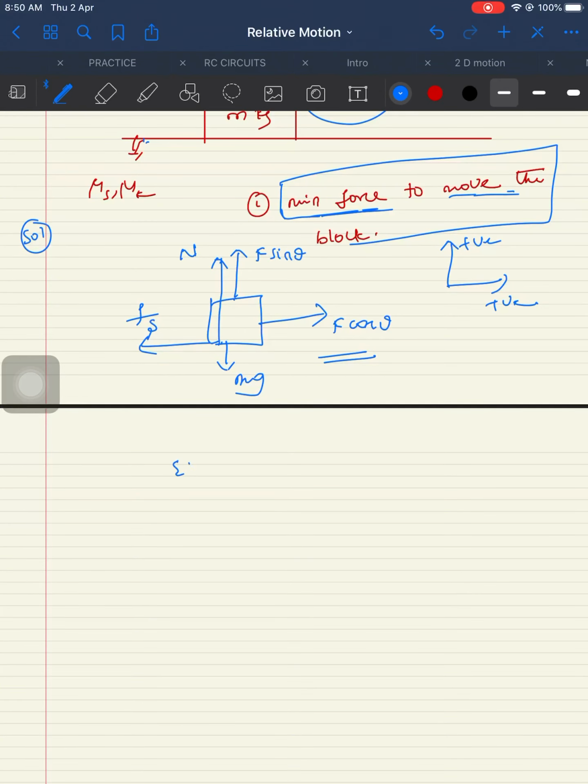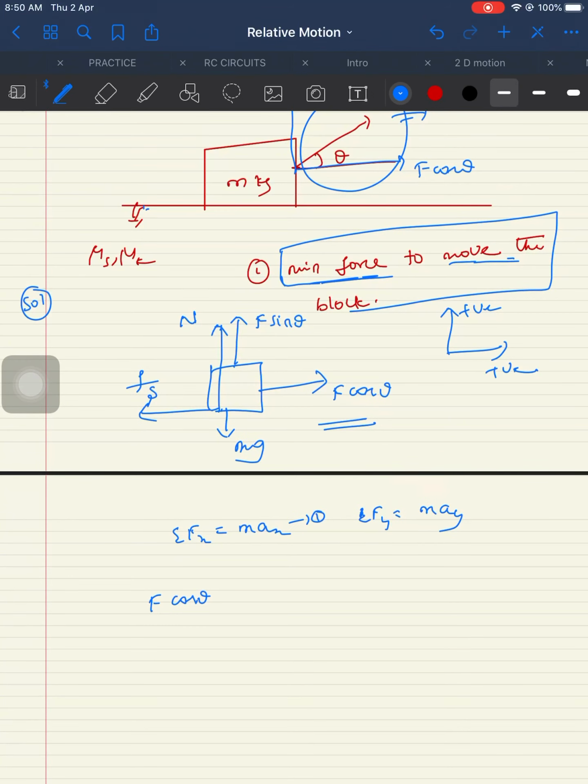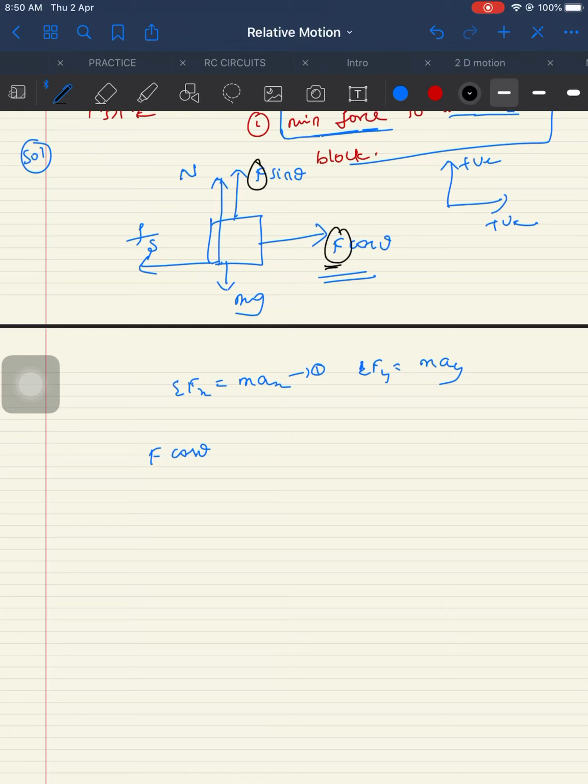Sigma Fx is equal to m a x. Sigma Fy is equal to m a y. What are the forces in x? Acceleration in the x direction is equal to 0 and in the y direction also 0. F cos theta. Theta is given in the question. The only thing we need to find is F. We don't know how much the F value is. To solve this, m and theta are given.